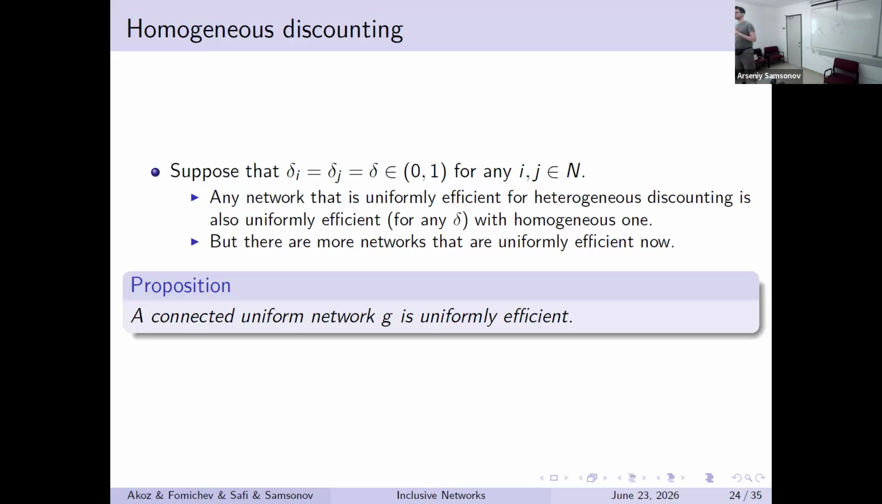In this case, some networks which were previously not uniformly efficient become so. By uniformly efficient, I mean that every interior allocation is efficient. One example is uniform networks. For some reason, we did not see an equivalent definition in graph theory, or maybe we don't understand. But we define a uniform network as a network where everyone has the same number of degree k neighbors. So everyone has the same number of friends, and so on.